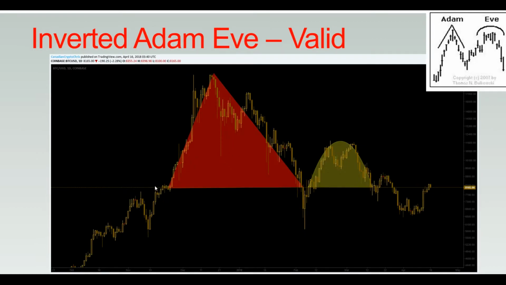Adam and Eves can also be upside down, just like your cup and handles. So you have an Adam here, and then an Eve, and then this is the neckline that they both play off of, and then usually it means you're going down further. This one's a little messy because it goes a little bit out of whack. So it's not a true Adam, but it's similar, right?